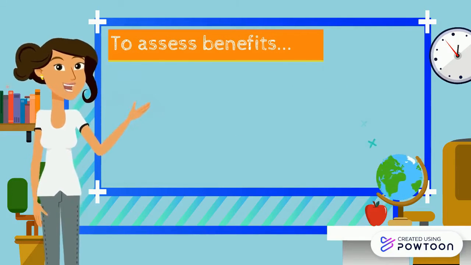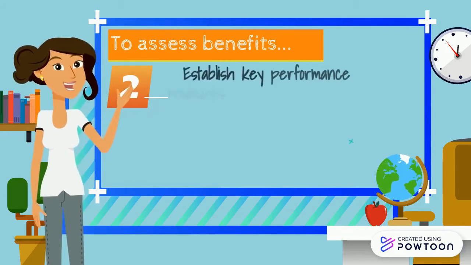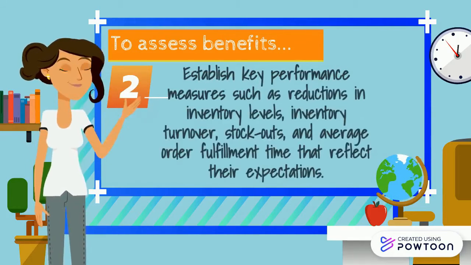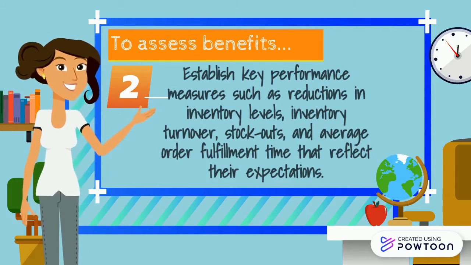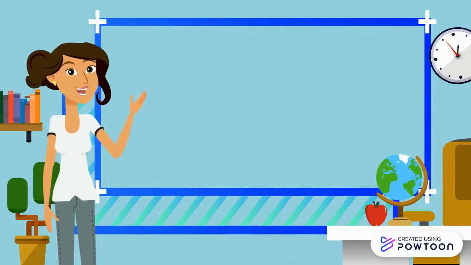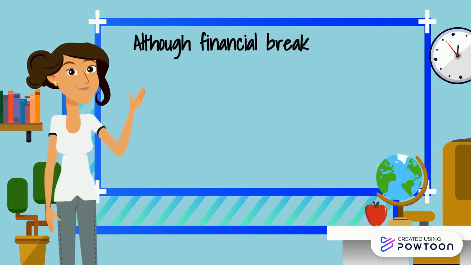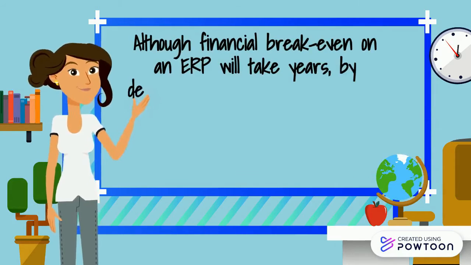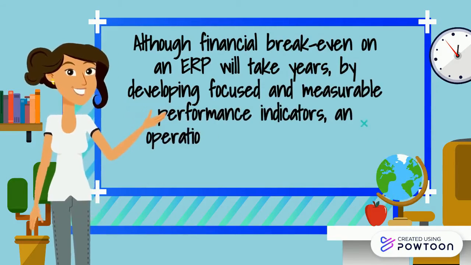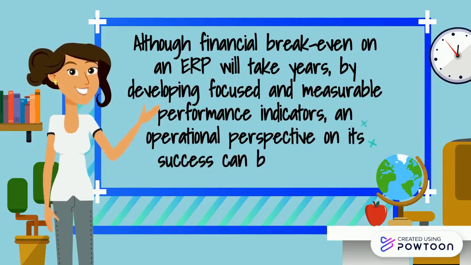They should then establish key performance measures such as reductions in inventory levels, inventory turnover, stockouts, and average order fulfillment time that reflect their expectations. Although financial break-even of an ERP will take years, by developing focused and measurable performance indicators, an operational perspective on its success can be developed.